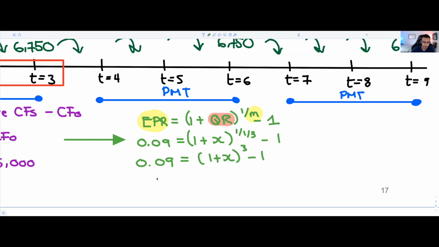So our x would be 2.914%. And that would be our annual IRR. It's as simple as that. You could actually do a quick proof: 1.0214 to the power of 3, and you would get essentially 9%. So this is how you find your effective annual rate. And it's as simple as that.